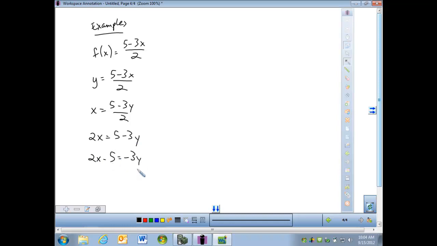I know I'm going pretty fast through this, so feel free to stop, rewind, listen more than once if you need to, so you can understand how I got y equals negative 2/3 x plus 5/3. That is the inverse of the original function. I'll be a little quieter on this next example so that you can kind of see for yourself how to do that.